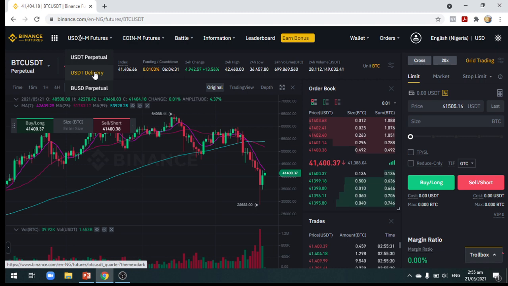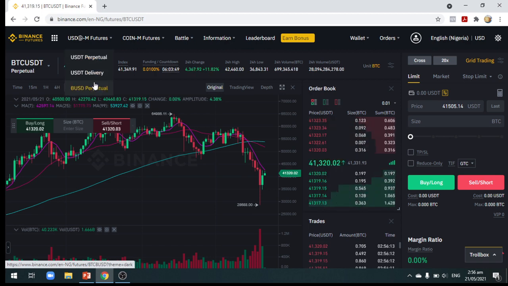If you're taking a position in a delivery futures contract, you know that that particular position is going to come to an end at a particular time in the future, say in 3 months' time or in 6 months' time. Whereas if you are using the perpetual futures, you are allowed to keep your position open for as long as you have the margin required to keep it open. So basically, that is the difference between the perpetual futures contract and the delivery futures contract.